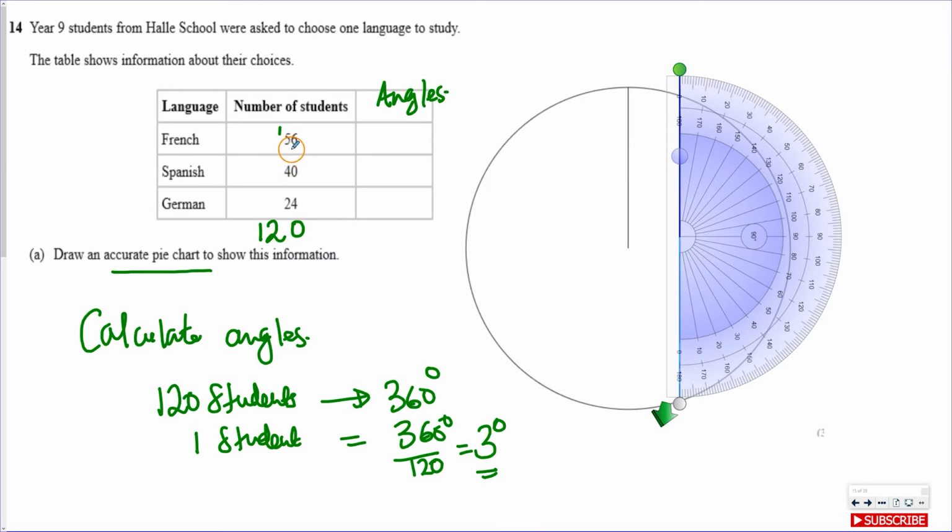So now for 56 students, all we have to do is multiply all these numbers by 3. If you do 56 times 3, you will get 168 degrees. If you do 40 times 3, you will get 120 degrees. 24 times 3 is 72 degrees. If you add all this up, you should get 360 degrees in total. Now you've done your angles, you can go ahead and draw that accurately on a pie chart.